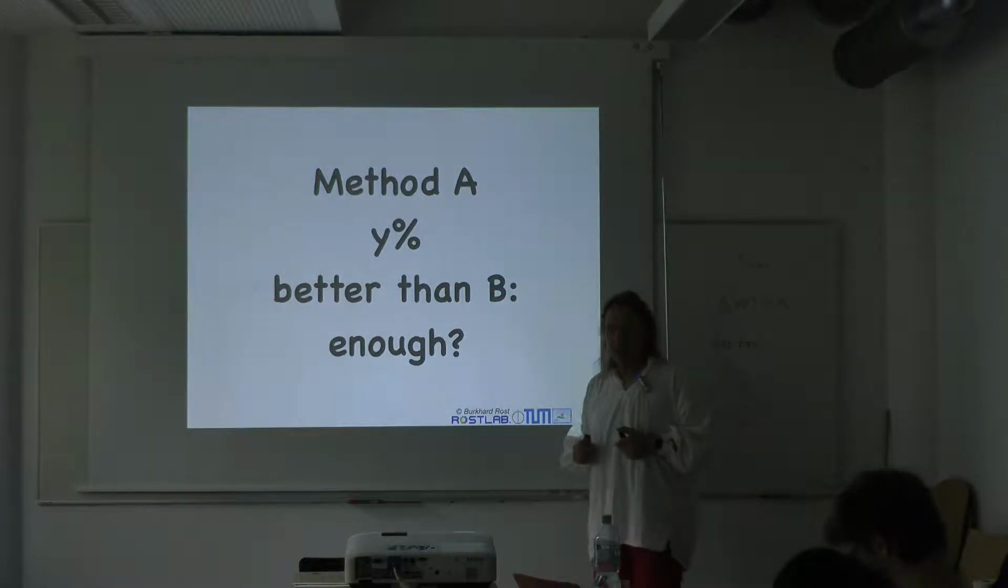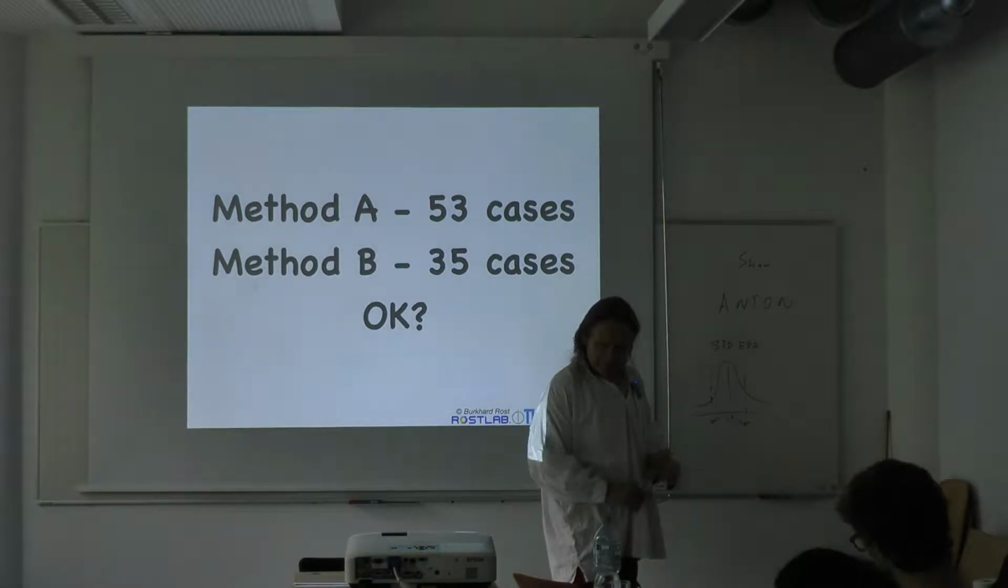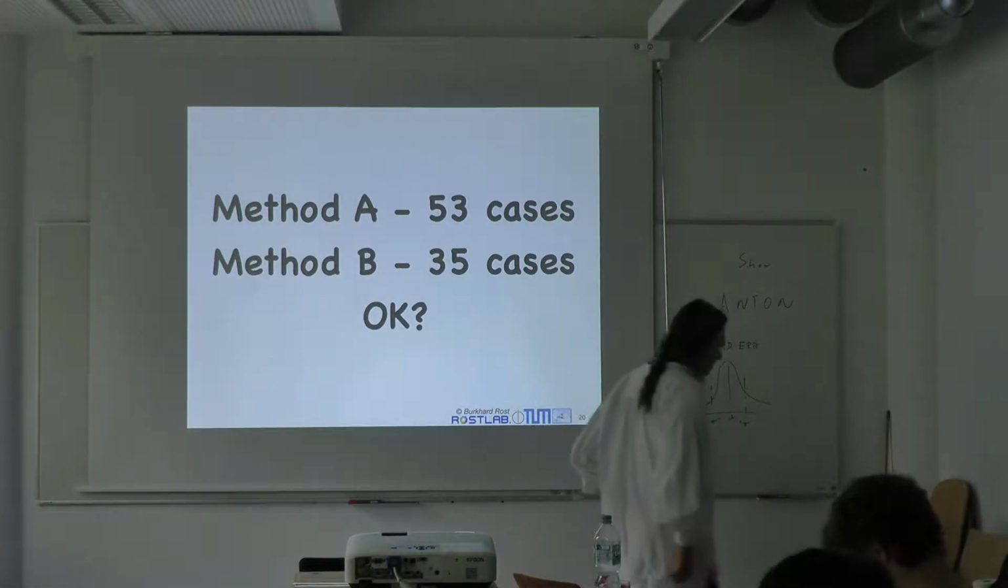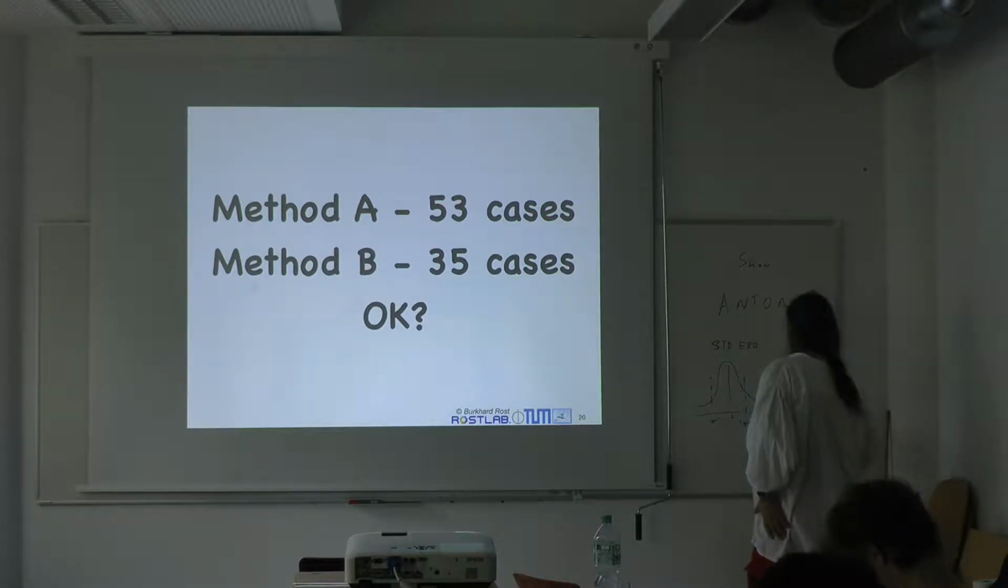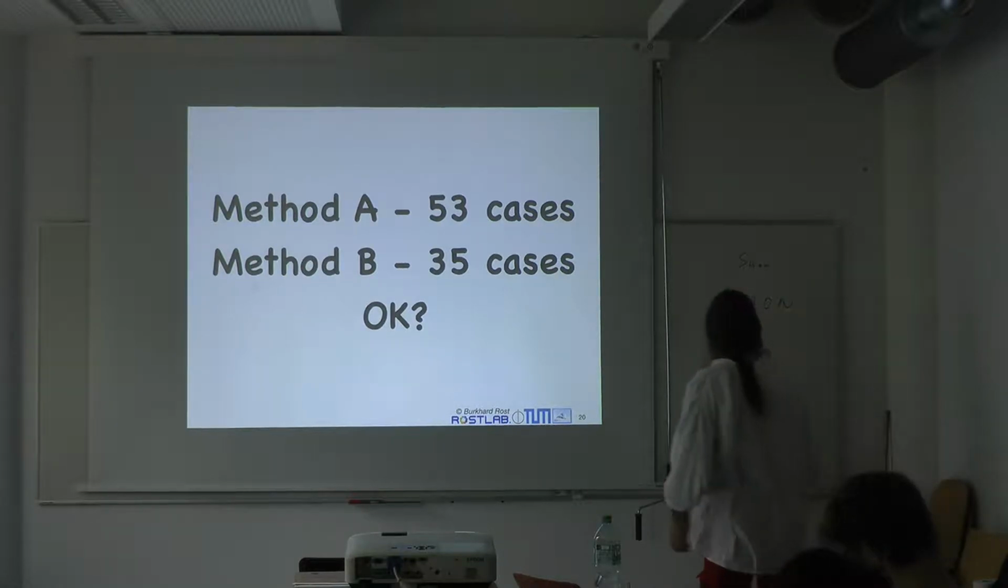That much is clear. But there is something else. There's this issue here. Method A has used 53 cases, and method B, or the other way around, method A used 53, and method B has used 35. Is that okay?